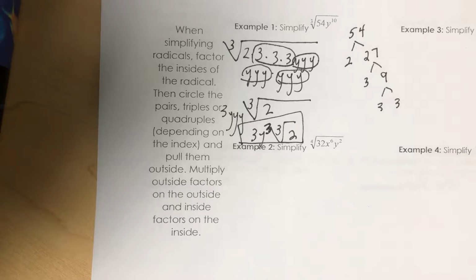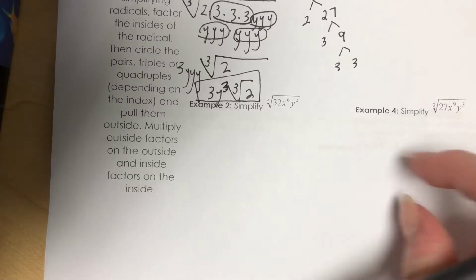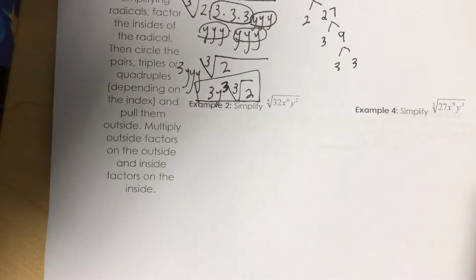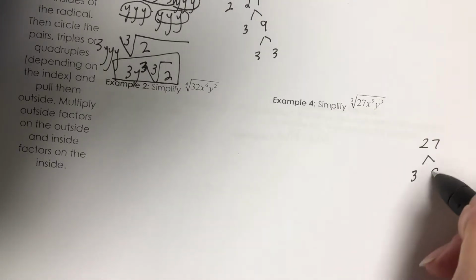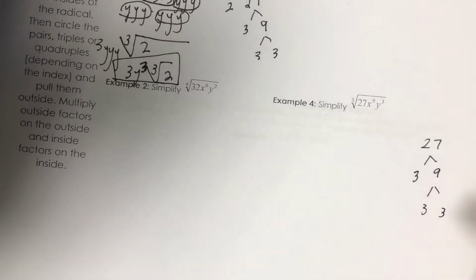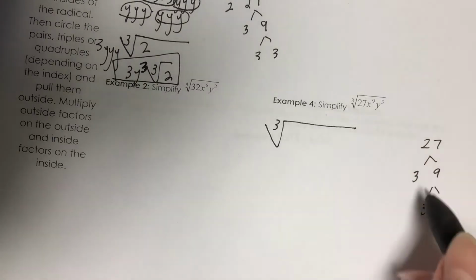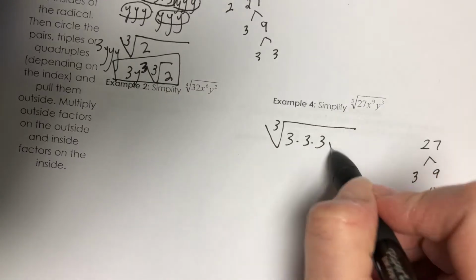Let's do example 4 over here. Same thing, still a cube root, so I'm still going to be looking for sets of 3 inside my radical. I'll start with a factor tree for 27. So 27, I can break that down. I know that's 3 times 9. I know 9 is 3 times 3. And 3 is prime, so I can't go any further. So I have cube root of 3 times 3 times 3. I've got x to the 9th.